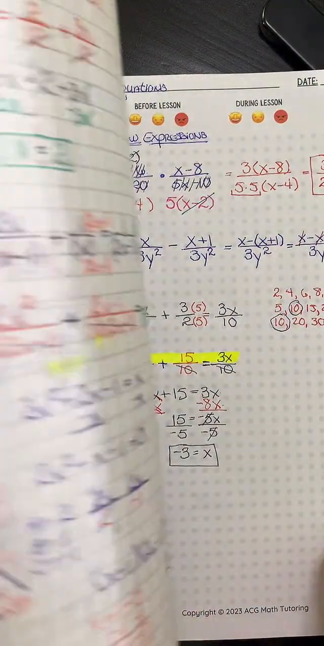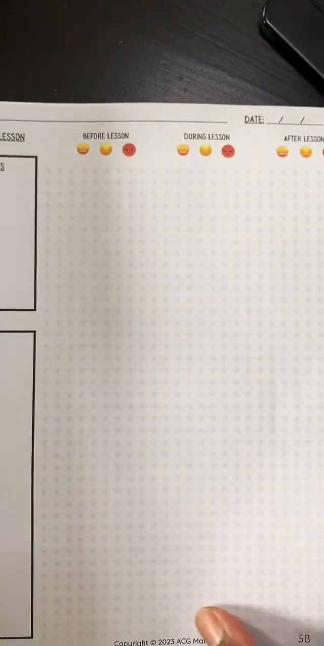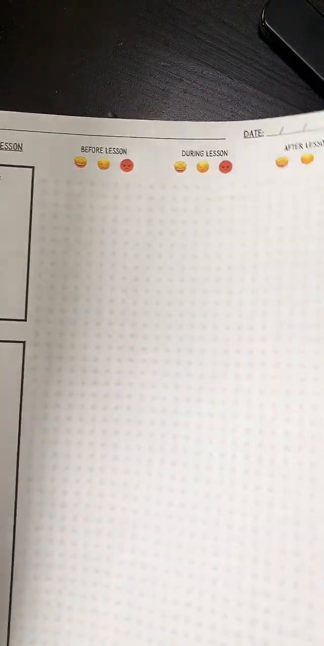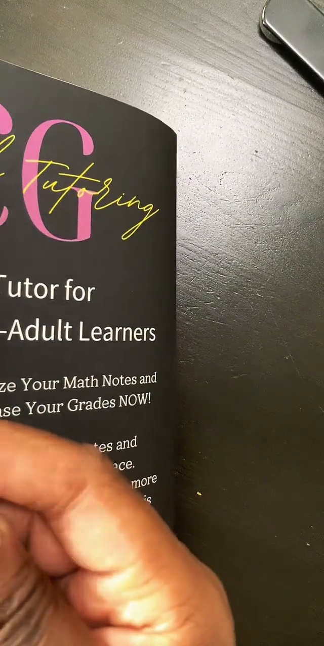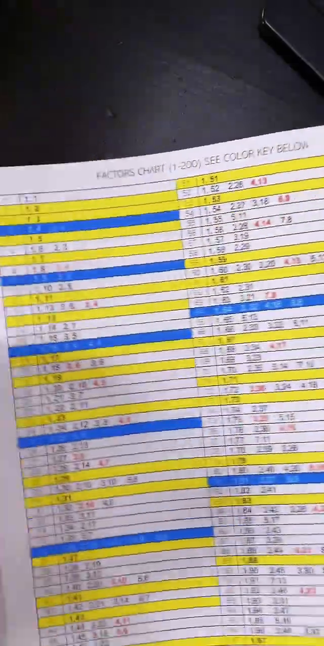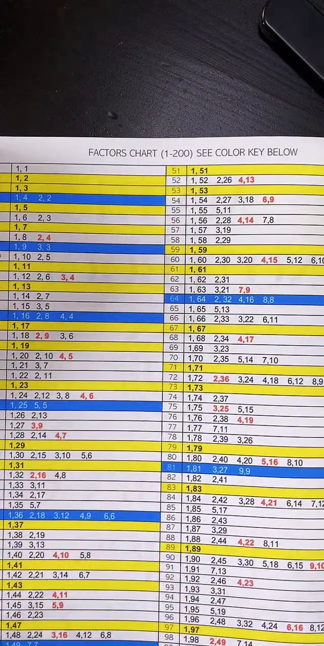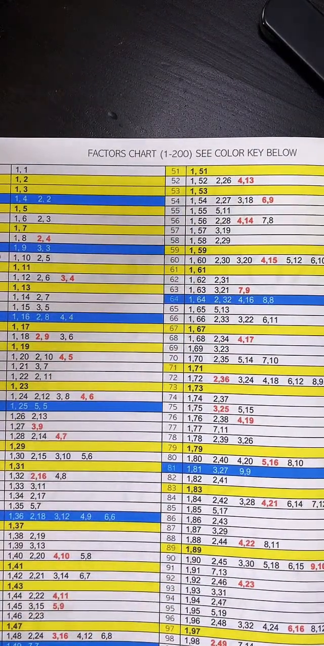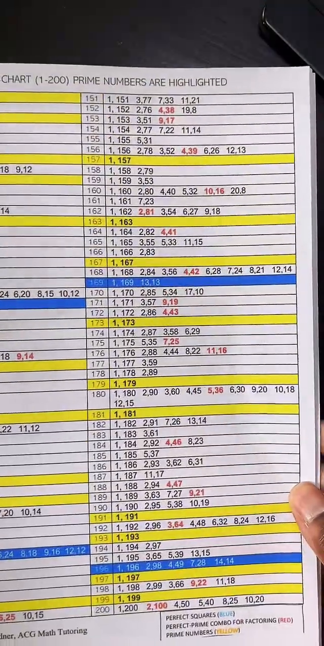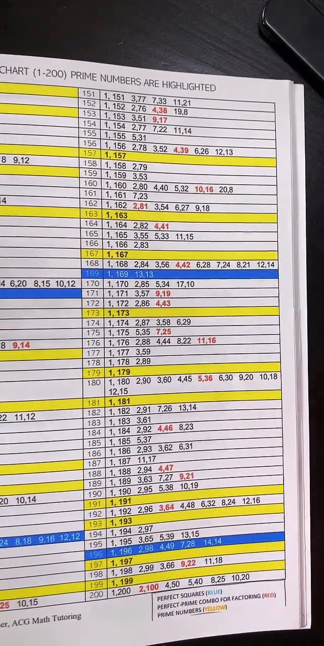I'm so excited. Okay, so it's 100 pages, just like this, where you can have your formulas on one side, your steps on the other side, and if you struggle with multiplying, I got you. If you struggle with getting factors, I got you. In the very back, I have factor sheets. Most times you'll see factors of anything up to 1 to 100, but mine goes up to 1 to 200 because this book is really supposed to be designed for people taking Algebra 1 and up.